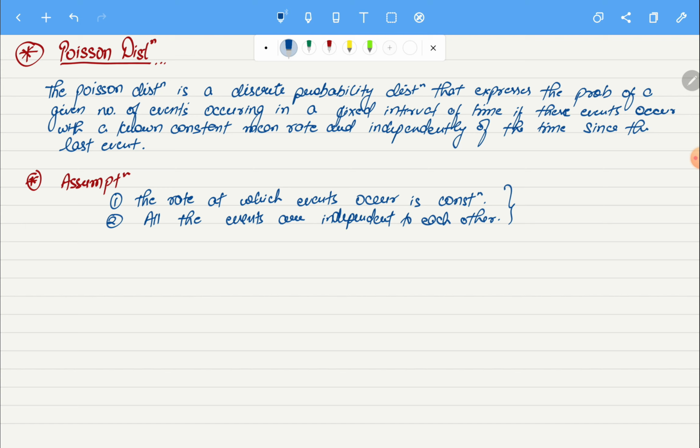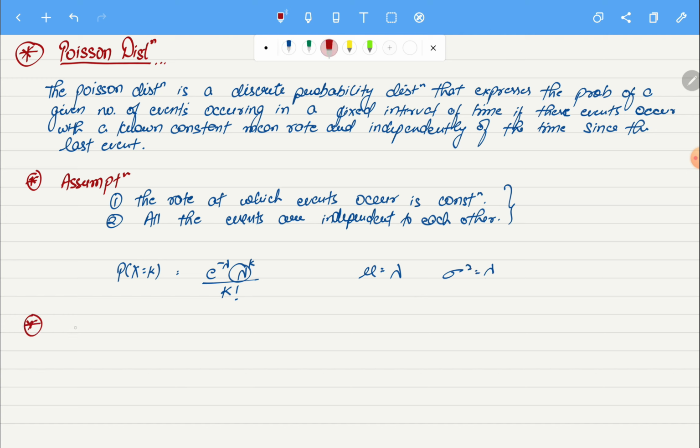Now let's look at the equation of the PMF. So this is the equation of the PMF. P of X equals k is equal to e to the power minus lambda, lambda to the power k, whole divided by k factorial. So here we have only one parameter, which is lambda, and also the mean of Poisson distribution is lambda, and the variance is also lambda.